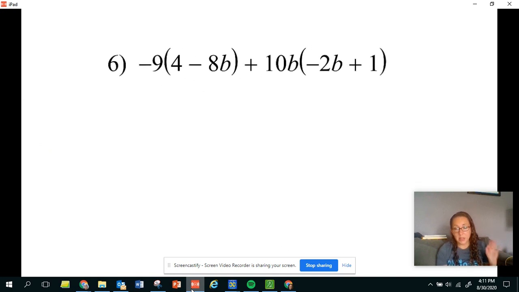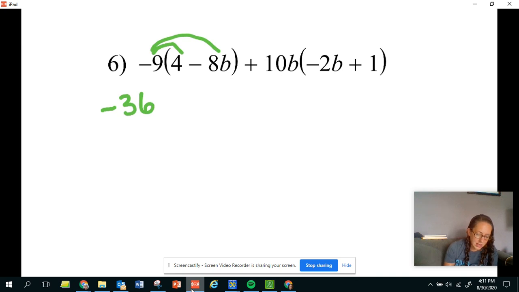So here, this may look like a lot, but essentially you're still just doing the same thing we've been doing. So I'm going to go ahead and distribute. I'm going to take that negative 9 and multiply it by both of the things in the parentheses. So negative 9 times 4 is negative 36. And then negative 9 times negative 8b is going to be a positive 72b.